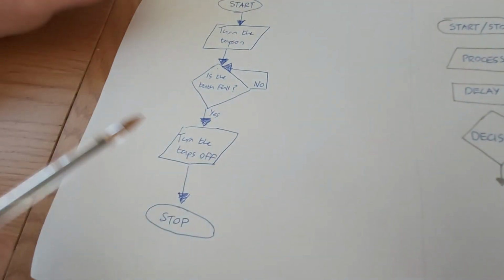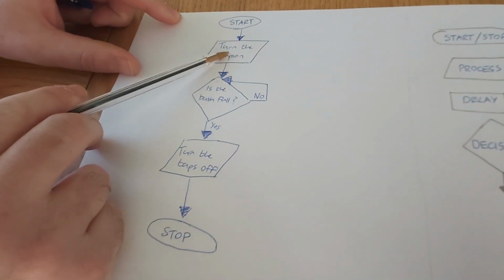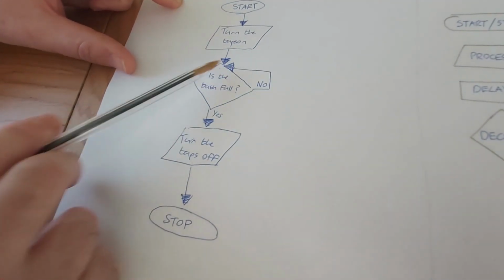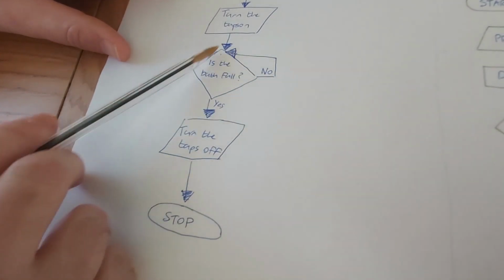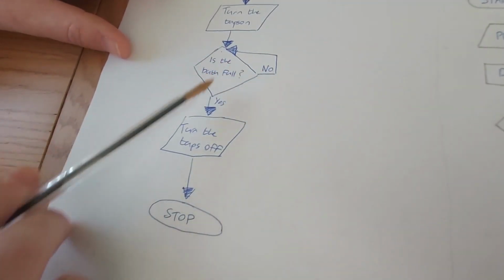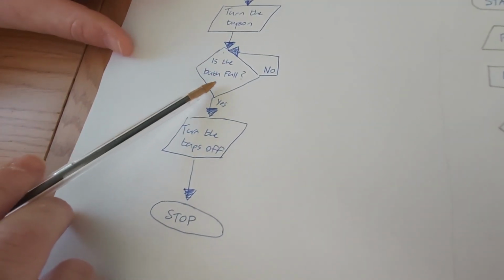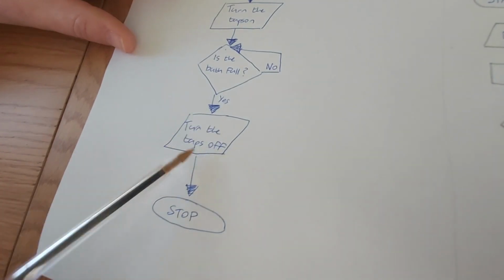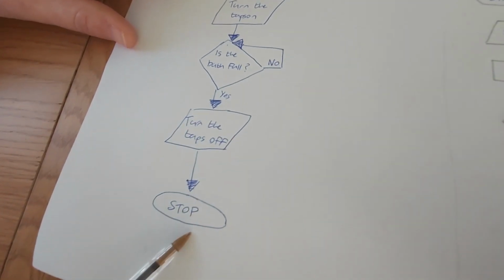So if I run this flow chart now then, so I turn the taps on, is the bath full? No. Is the bath full? No. Is the bath full? No. And I keep saying no, no, no, until it is full. And when it is full, you follow the yes line, turn the taps off, and you stop.